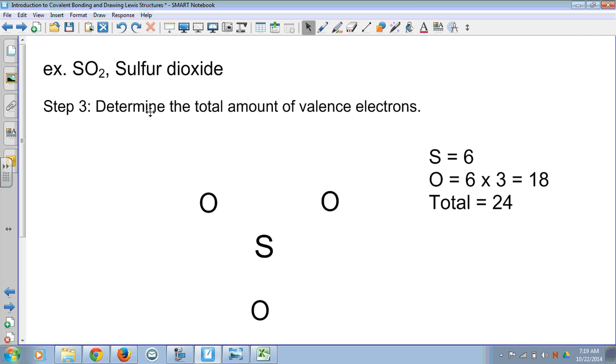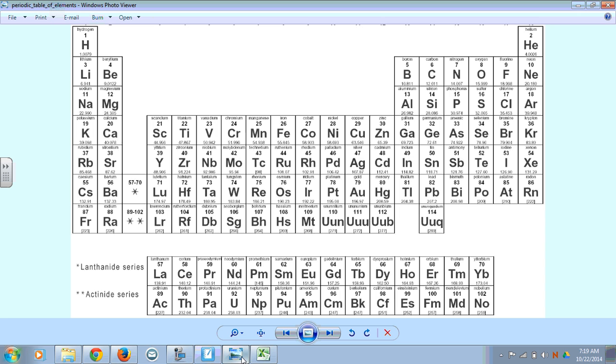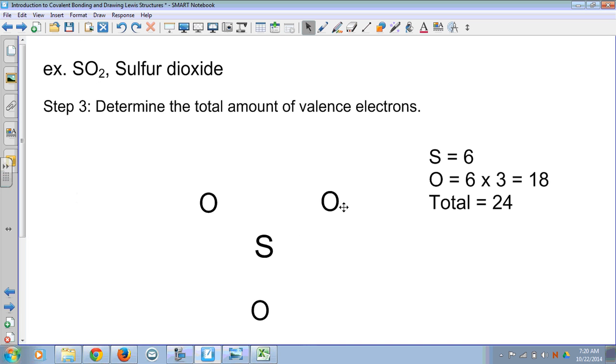Our next step is to determine the total number of valence electrons. Well, we've got one S. S is in the 1, 2, 3, 4, 5, 6th column. So if it's in the 6th column, that means it has 6 electrons. Now, oxygen is also in the 6th column, but there's 3 of them. So we have 6 electrons times the 3 oxygens. We've got 18 from oxygen. So 6 plus 18, our total number of electrons is 24.